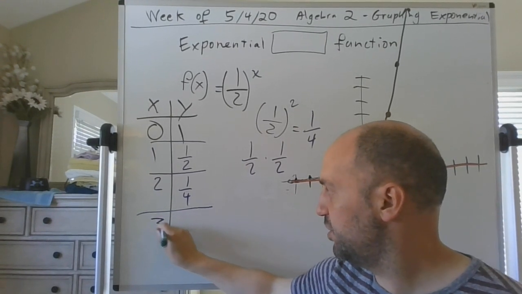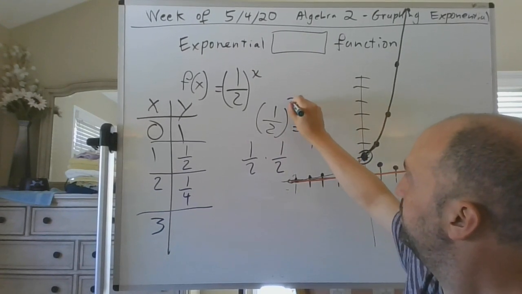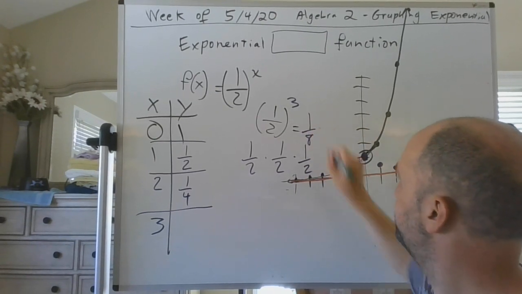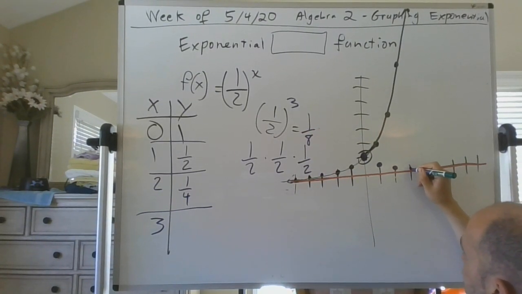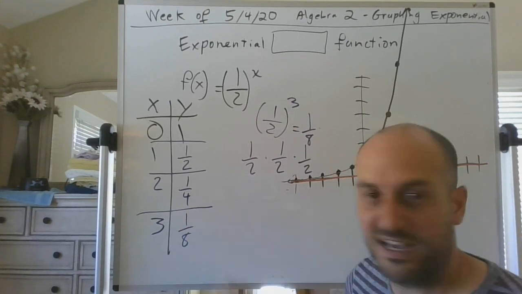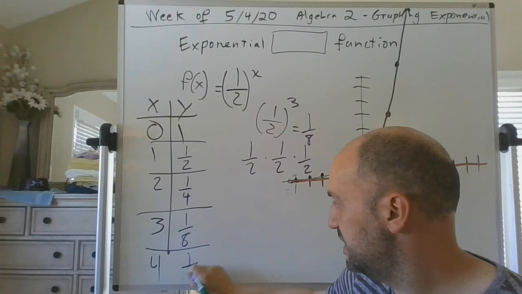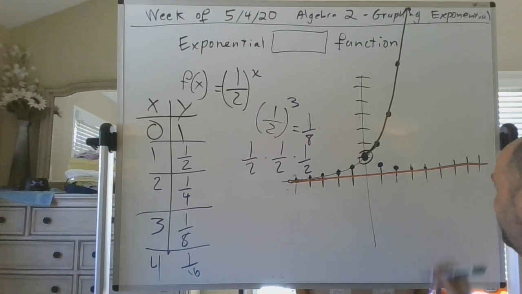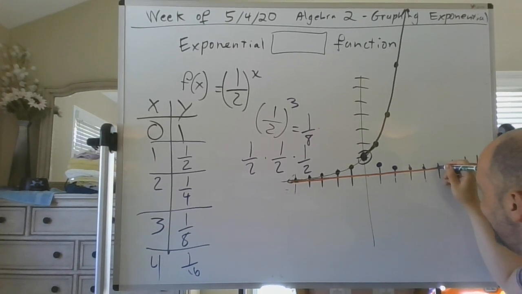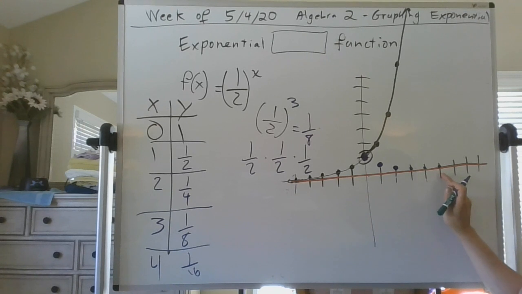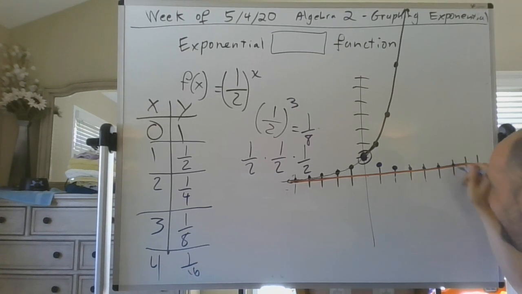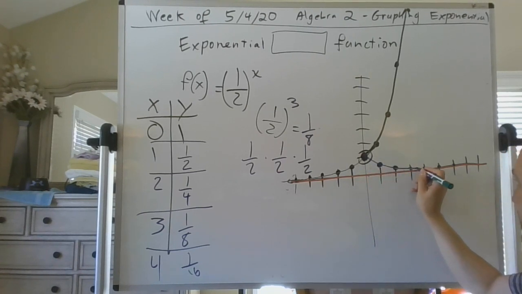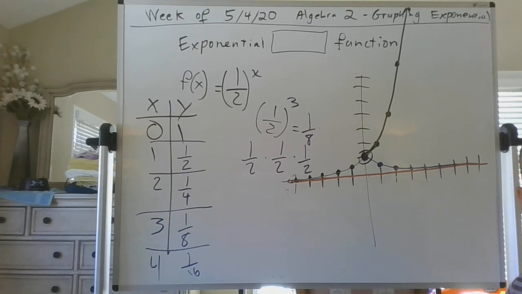So let's follow this logic. 3. Well, power of 3 would mean half times half times half, which is 1 over 8. And I'm just going to fast forward the rest. 4 will give us 1/16, which is really close to 0, but it doesn't quite hit 0. 5 is going to give us 1/32, which is really close to 0, but not quite 0. Then 1/64, really close to 0, but not quite 0. So you guys get the point. It's going to be going down like that.